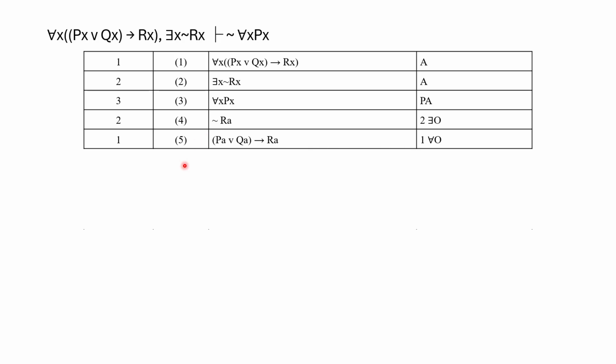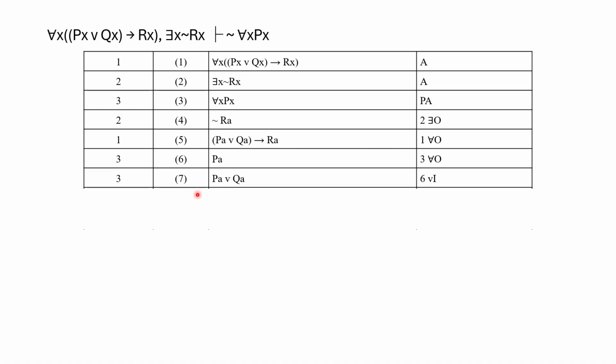Now that we have this, we're still looking to get the antecedent of our conditional statement here in line 5. I can start to build it by using my universal quantifier out rule on line 3 here, so I can get a PA, and then hopefully you can see that we can just wedge in the QA on our PA using our wedge in rule here.